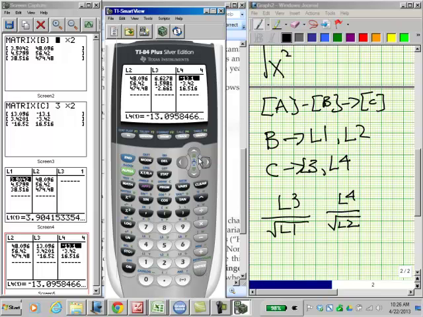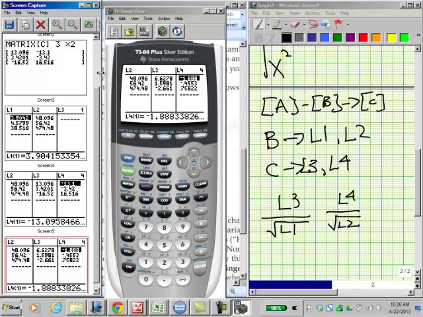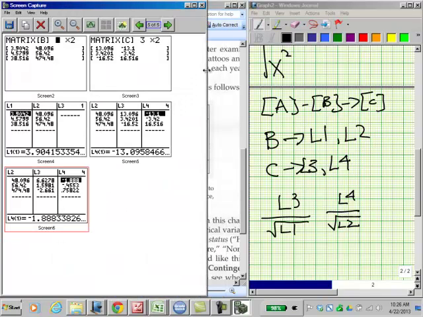Okay, I go to L4, go up to the top. L4 divide by the square root of L2. Alright, now L3 and L4 are effectively the z-score of each cell. Okay, so let's take a picture of this, and let me make this bigger, and pull this over. Here's L3 and L4.